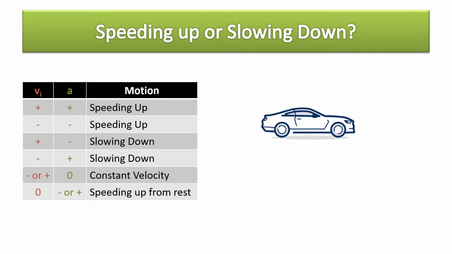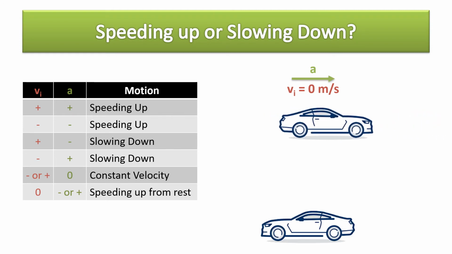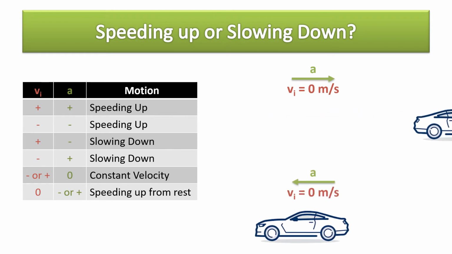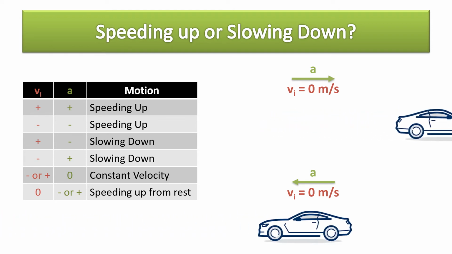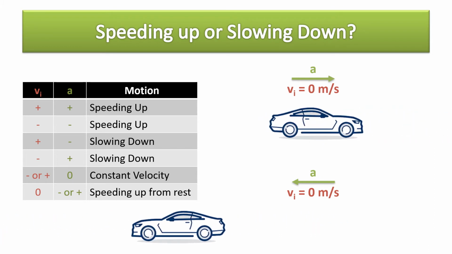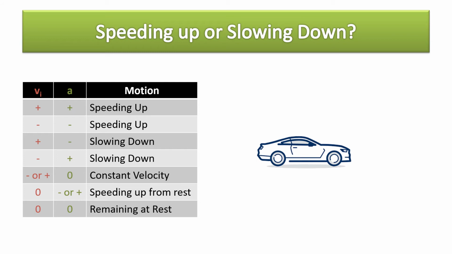And then, if your initial velocity is 0, that means you're starting from rest and you're speeding up. And if your acceleration is in the negative or positive direction, that'll tell you which direction you're going to go. So it looks like that. Or in the negative acceleration direction, it could look like that. Speeding up from rest. So that's a term that we'll use. At rest means your velocity is 0. And then if your initial velocity is 0 and your acceleration is 0, you're just going to remain at rest. You're not changing your velocity at all, and your velocity was 0, so you're just remaining at rest.